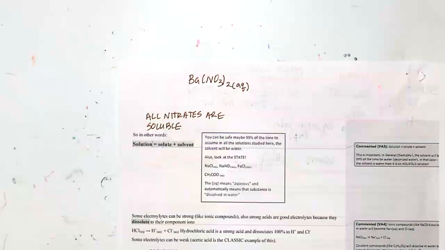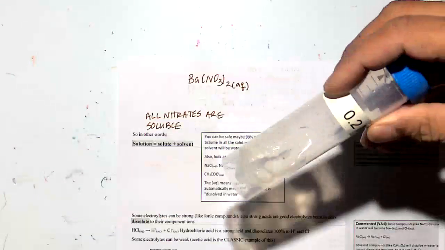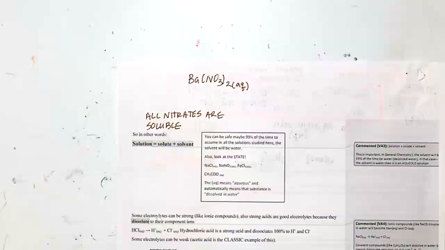All nitrates are soluble. So is barium nitrate soluble? Yes. You can see it. It's just water which has barium nitrate. Is lithium nitrate soluble? Calcium nitrate? Magnesium nitrate? They'll all go like this. Iron 2 nitrate? Yeah. All nitrates are soluble. So those 4 words I'd like for you to memorize.